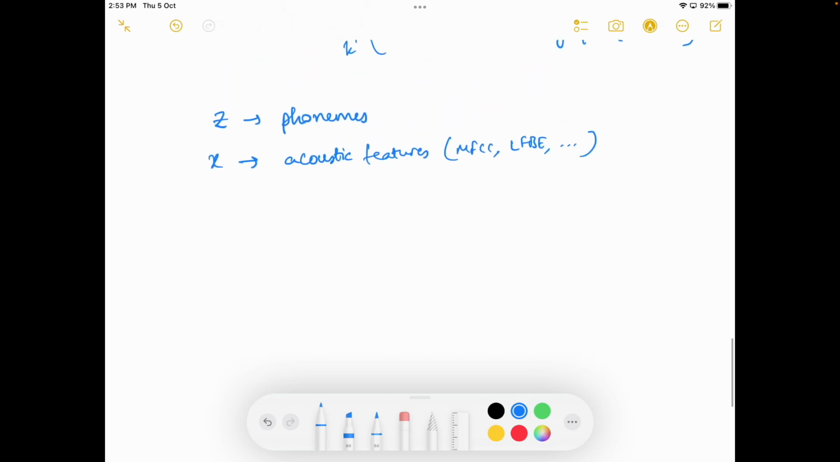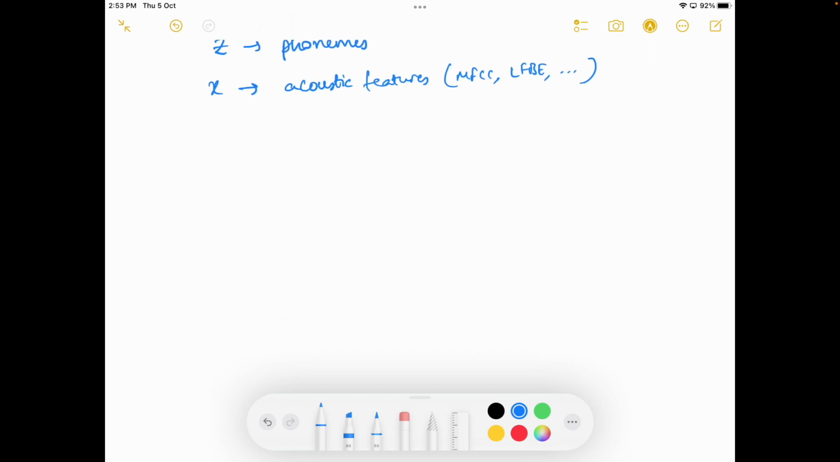So what will be our XI exactly? Our XI will be acoustic features or LFBs or anything which you may choose, depending on your computational power. ZI are phonemes. That becomes the transcript. But your transcript will be in the form of phonemes only, not in terms of words.